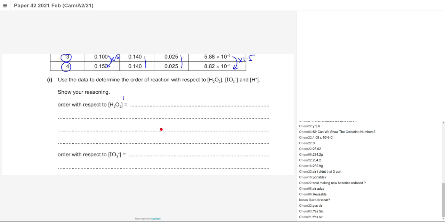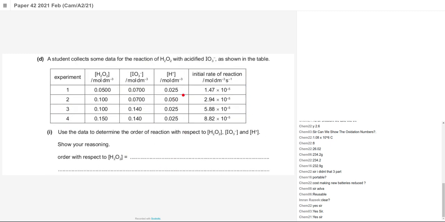Next is order with respect to IO3 minus. Let's look at this. We have to consider which two? Since we got the order with respect to hydrogen peroxide, no, we can't use 2 and 3, because in 2 and 3 we don't know the order with respect to H plus. Here H plus is changing. We don't know the situation of H plus, but we can take 1 and 3. That's right, because already we know the order with respect to hydrogen peroxide. So 1 and 3 can be considered.